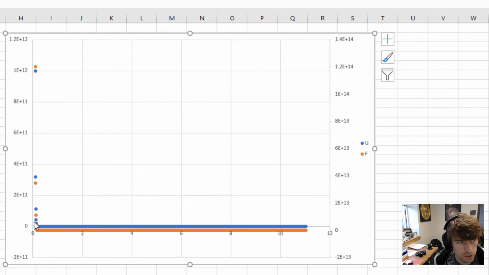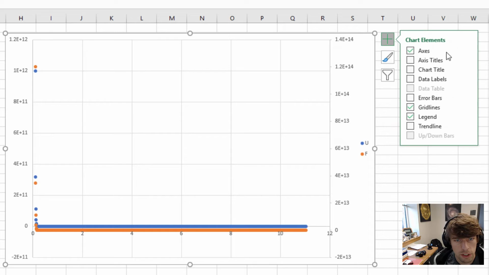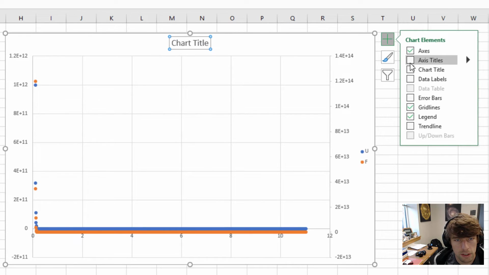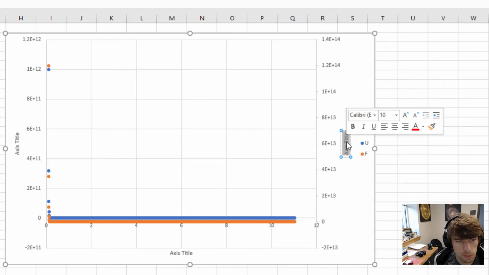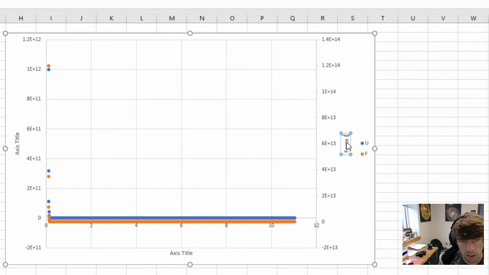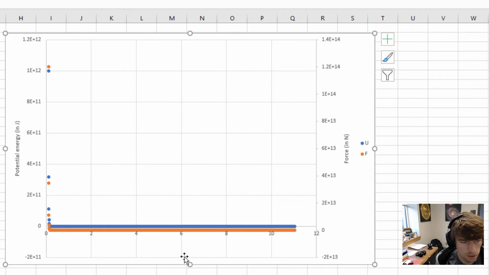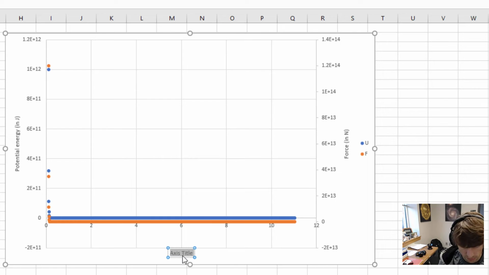So now you see here's the potential energy, here's the force, and we should probably put some axis titles on so that we know which one's which. This would be the force in newtons. This would be potential energy in joules. Okay, there we go. Excuse me, I should probably put that one in there. This is distance, distance in meters. Boom. Pretty cool.